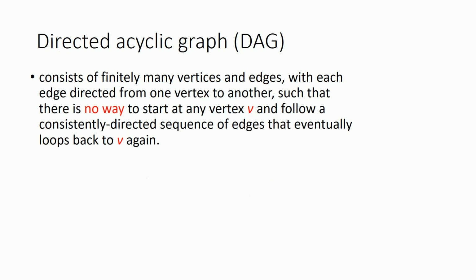One of the most important terms we use in graph theory is a DAG, or directed acyclic graph. A DAG consists of finitely many vertices and edges, with each edge directed from one vertex to another, such that there's no way to start from one vertex and follow a consistent directed sequence of edges that eventually loops back to that starting vertex. In other words, there will be no directed cycles in a directed acyclic graph.